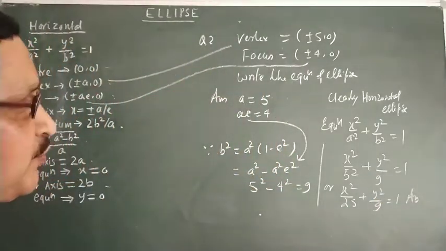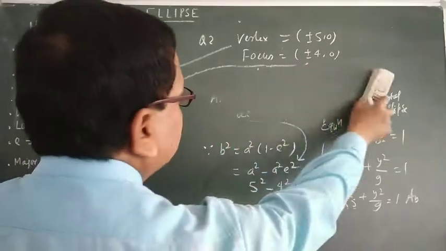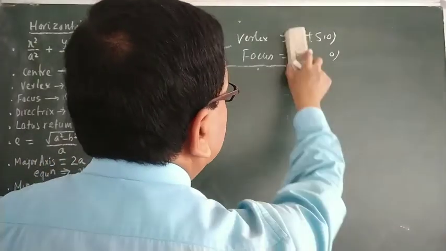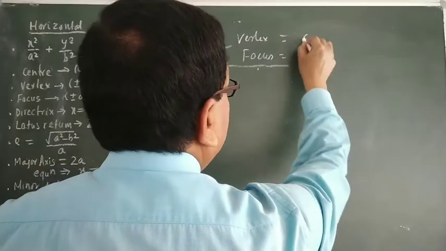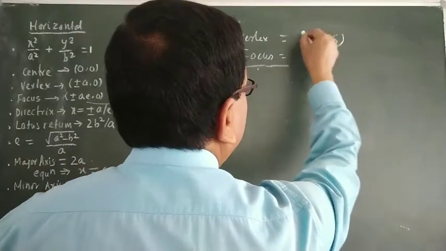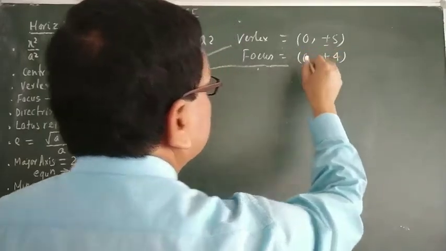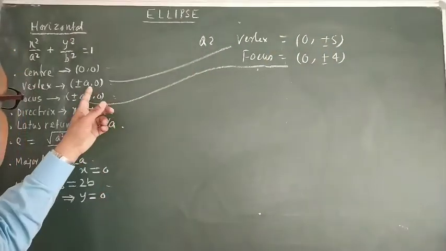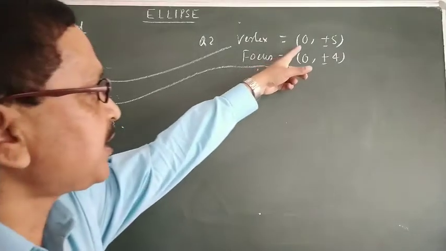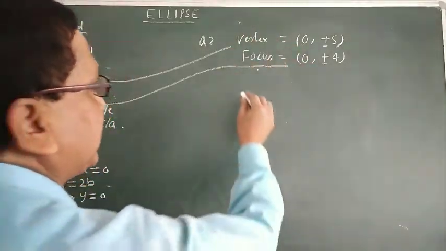In this way you can answer all the questions. Suppose 0, plus minus 5 and 0, plus minus 4 is given. Now the first member is 0, so this is the vertical ellipse.